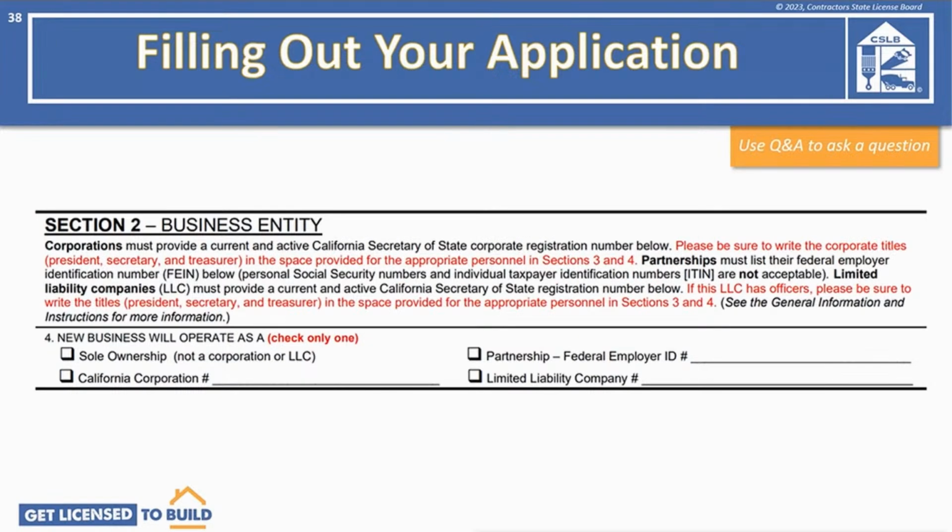In section 2, you will select your business entity. If you are applying as a corporation or LLC, you will need to provide your registration number provided to you by the Secretary of State. Make sure you pay extra attention to the instructions in this section pertaining to the entity for which you are applying.